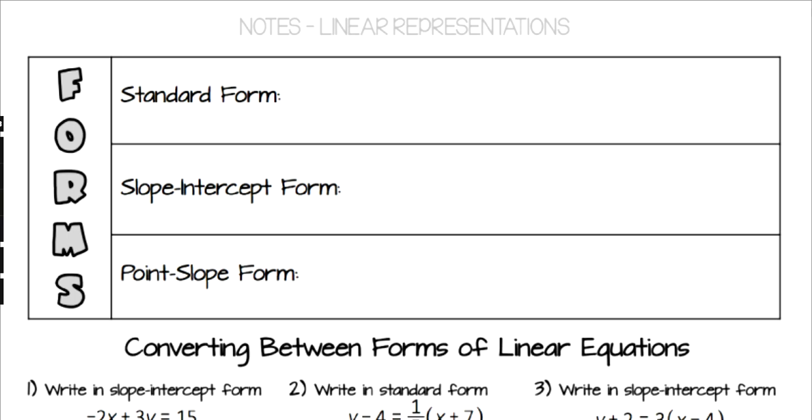You can see the three forms that we're going to talk about here: standard form, slope-intercept form, and point-slope form. Standard form is the one form where both variables, x and y, are on the same side of the equation. So standard form looks like ax plus by equals c. So a, b, and c are constants of some sort, and then x and y are our variables. So in standard form, we most commonly use it to find the x and y intercepts.